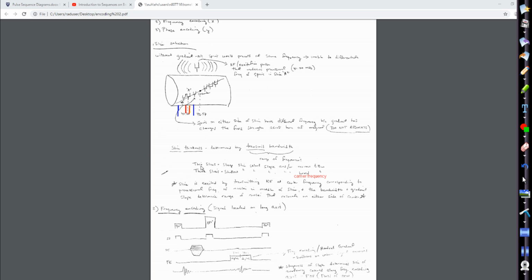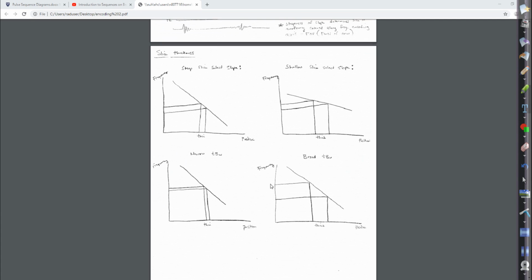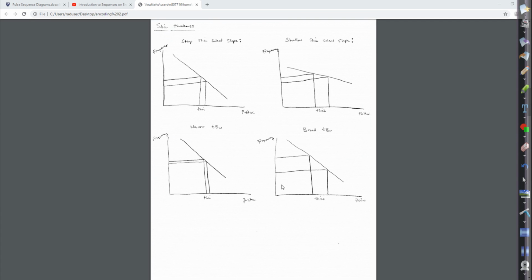So to select a thin slice, we usually have to have a steep slice select slope or a narrow transmit bandwidth. And just the opposite for a thick slice. We have to have a shallow slice select slope and/or a broad transmit bandwidth. So I put down here 2 graphs to really hit that home.